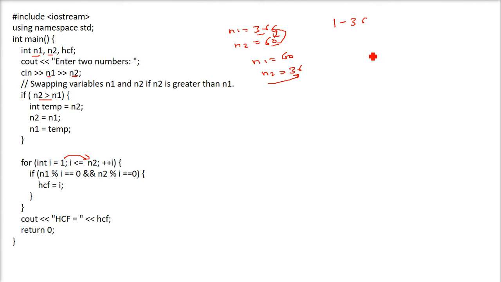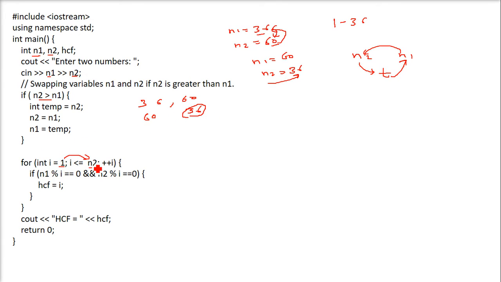How to swap? This is N2 and this is N1. We take a temporary variable T. We put N2 in T, then N1 in N2, and then T in N1. So we have actually swapped. So now for example 36 and 60, this will become 60 as N1 and 36 as N2. Now we'll start from 1 till N2. This is why we have made it N2, because we want to go till the lesser number.